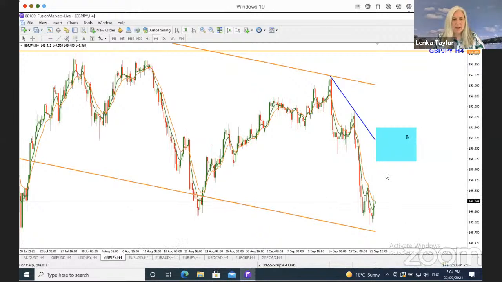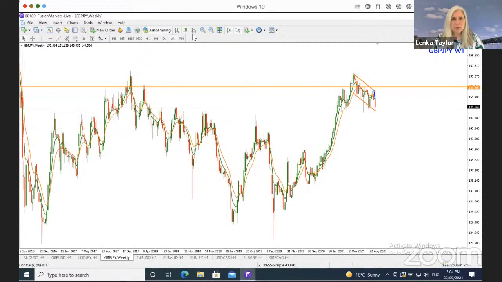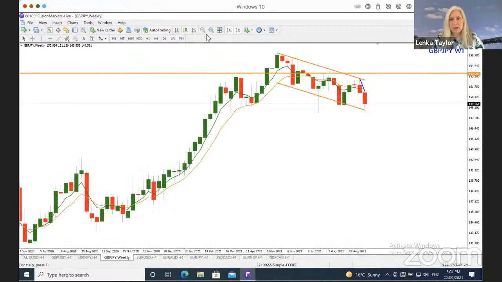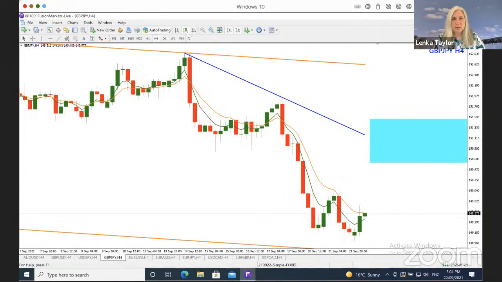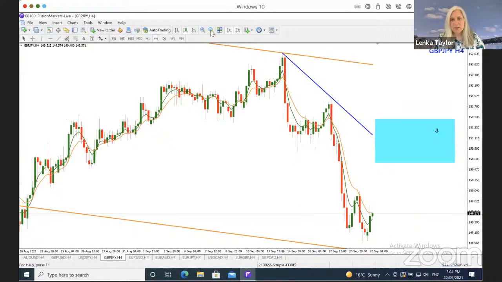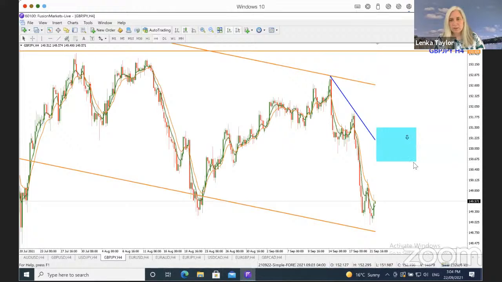The next currency pair is GBP JPY. This one I'm also looking at a short. So on the weekly, the price has moved down. It's at the bottom of that top section. So looking for price to go a bit further up and taking a short then. So around that area there.